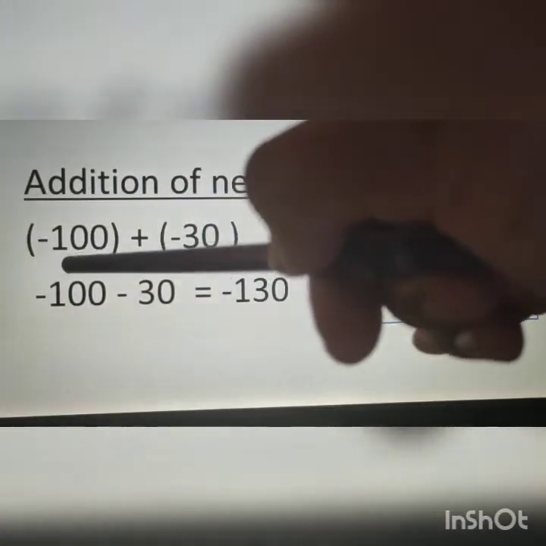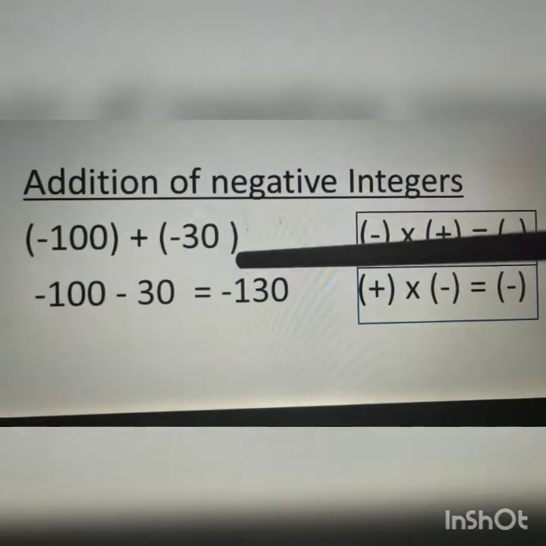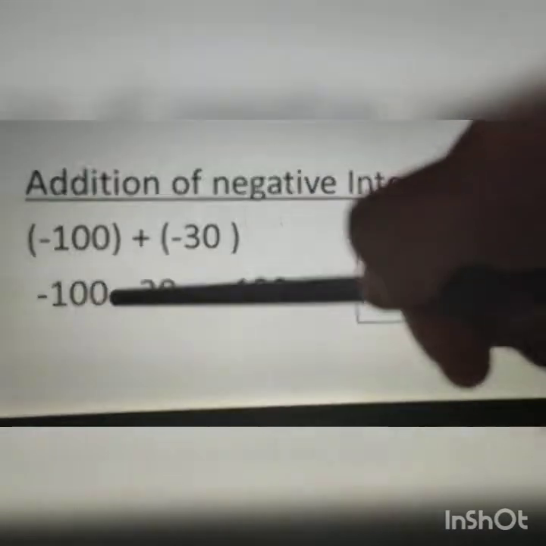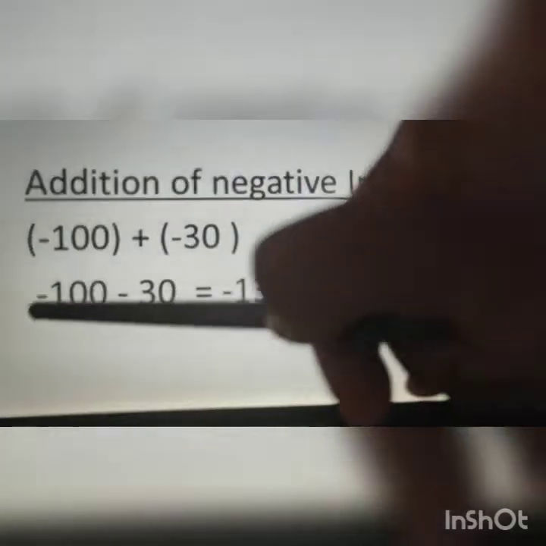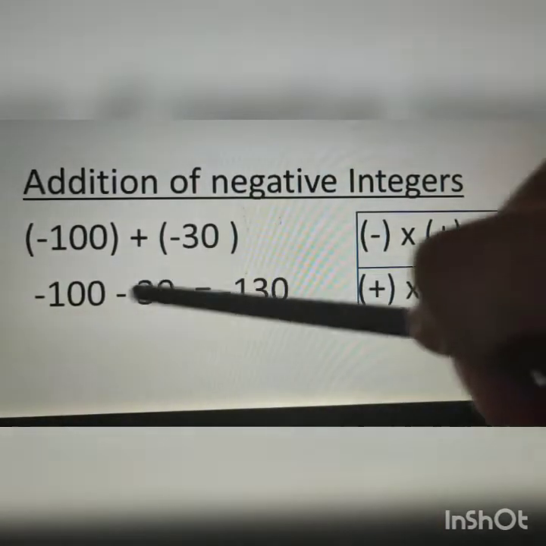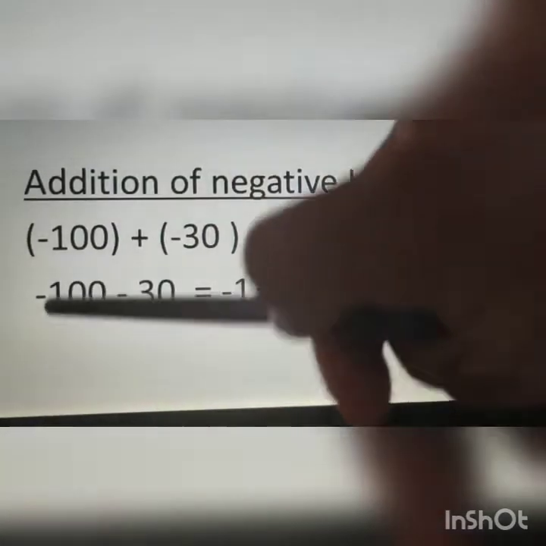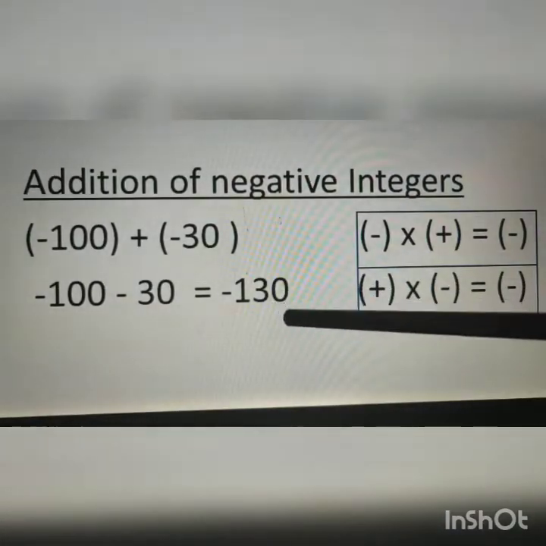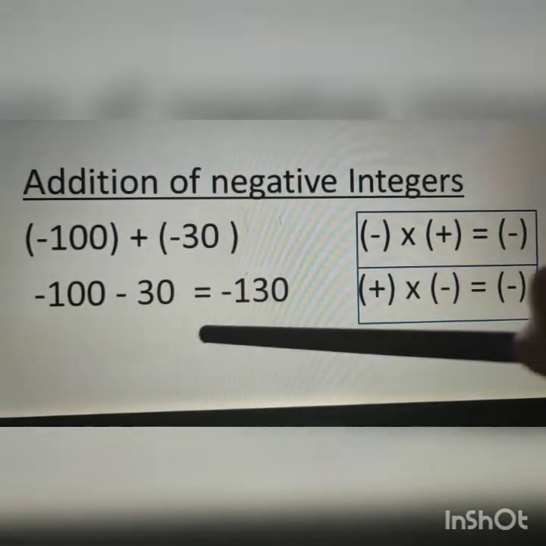Example number 3, minus 100 plus minus 30. Both are negative integers. Plus into minus, minus will come. Minus 100 minus 30. If both the number signs are the same, we take the sum and put the negative sign. So 100 plus 30 we know is 130, and put the negative sign. Therefore the answer is minus 130.